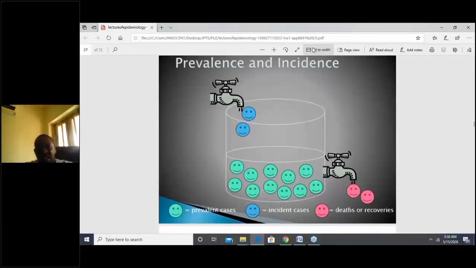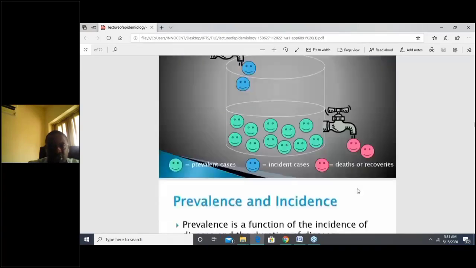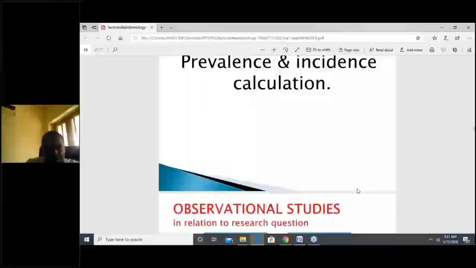So this is just an example to look at: what is the prevalence, what is the incidence? The incidence leads to prevalent cases, and what comes out is either people die or people live. So prevalence is a function of the incidence of the disease and the duration of the disease. It's the incidence and the duration that make up the prevalence.